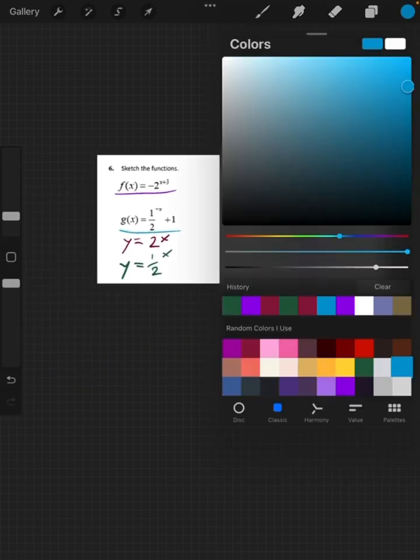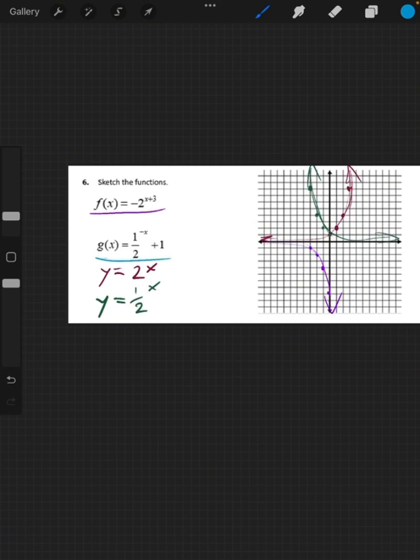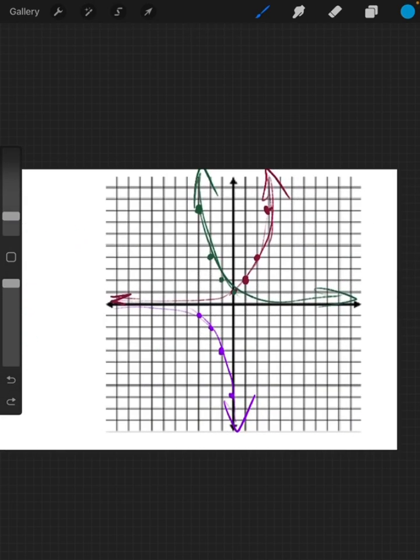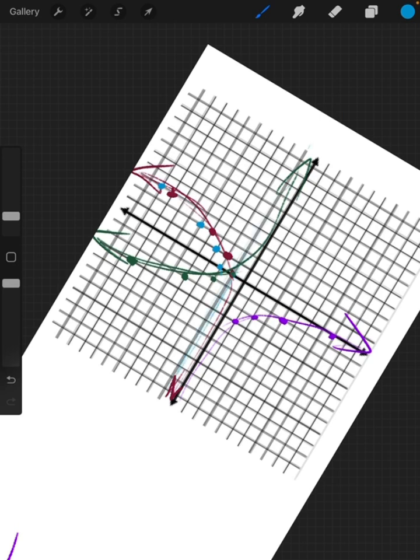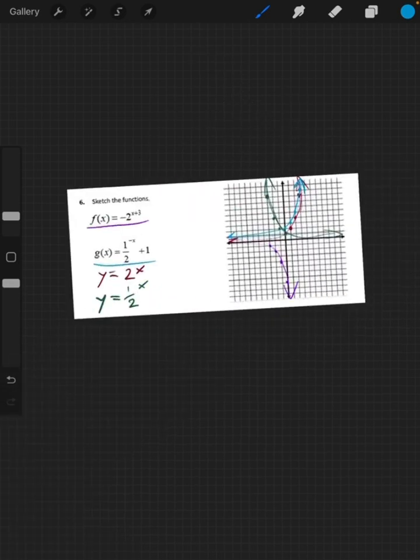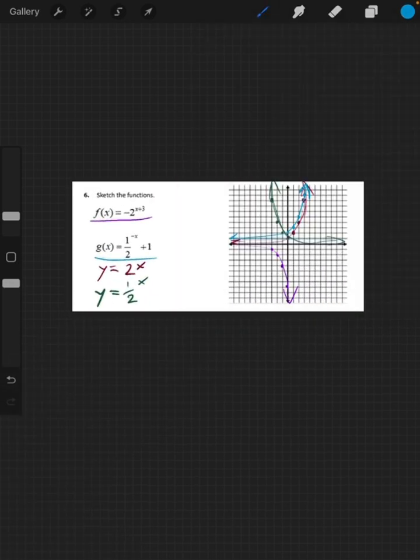Okay, now let's do our Weezer function. So, the negative in front of the x flips it again. And then +1 moves the whole equation up 1. So now we're starting here. And then the new x-axis is going to be right here. So it never touches that line. Okay, great. That's the second to last problem.